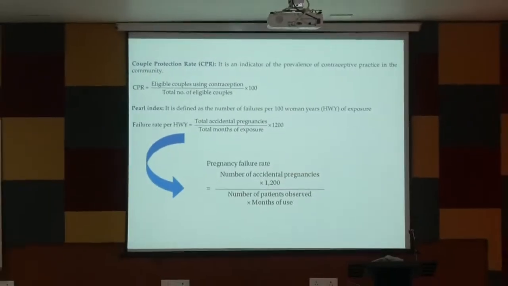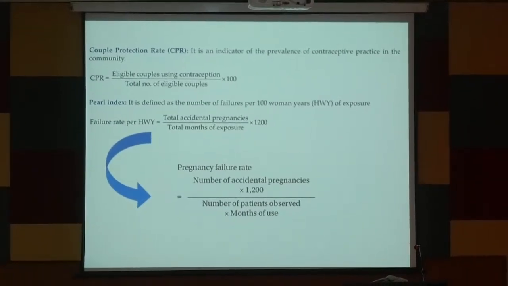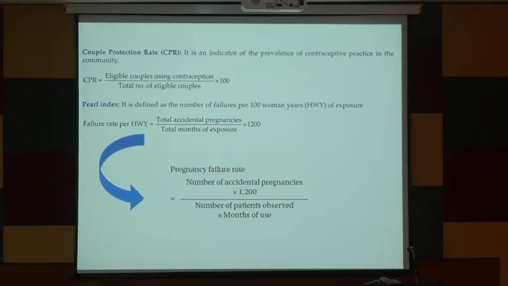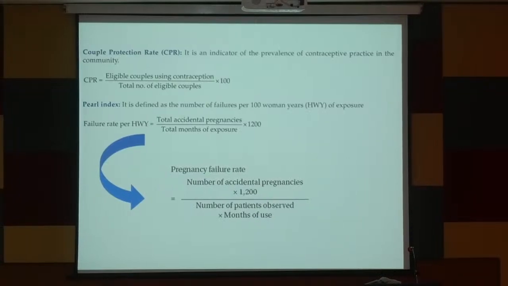There is something called the Pearl index. When you are reading the contraceptive chapter, every contraceptive has a Pearl index that you have to know. Pearl index is basically the higher the Pearl index is, the less effective the contraceptive. It is defined as the number of failures per 100 woman years of exposure to contraception.